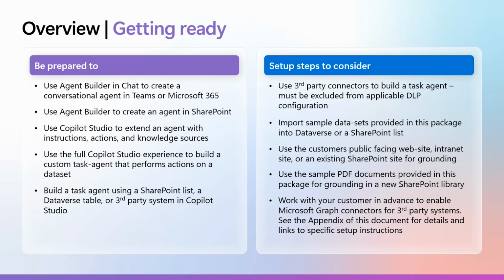So, steps to consider: use third-party connectors to build a task agent, import a sample data set provided in this package, use the customer public-facing sample PDF document provided in this package, and work with your customer in advance to enable the Microsoft Graph connector for the third-party system. But I have to mention that for this step you absolutely need a developer from the company who can help with it.